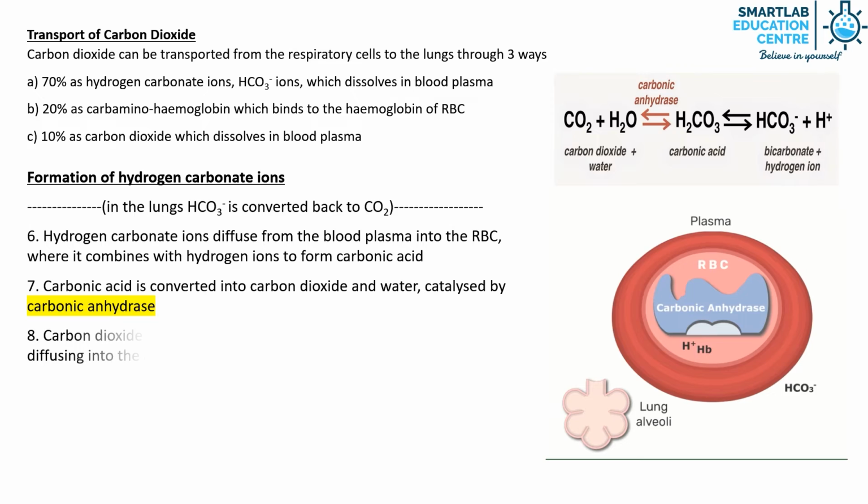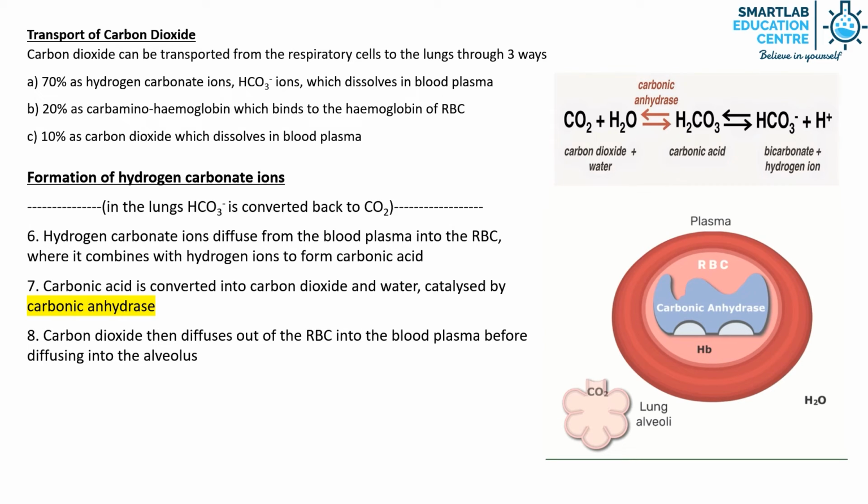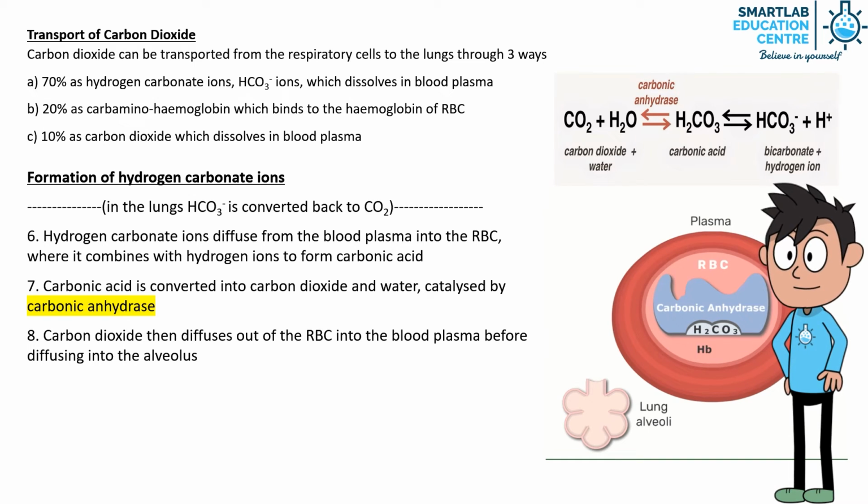Finally, the carbon dioxide diffuses out of the RBC into the blood plasma, before diffusing into the alveolus in the lungs. That's all for today.